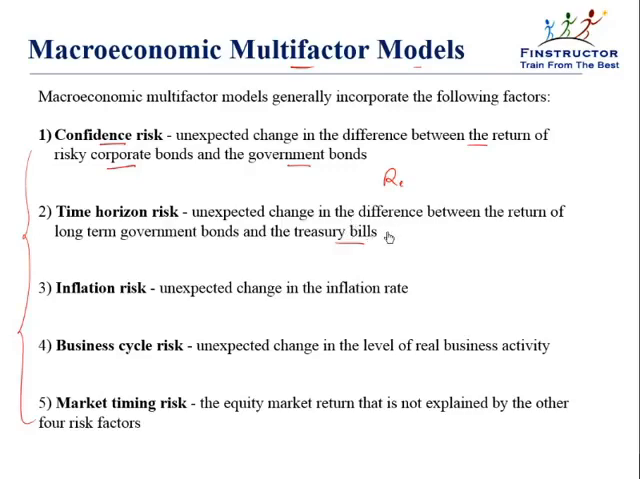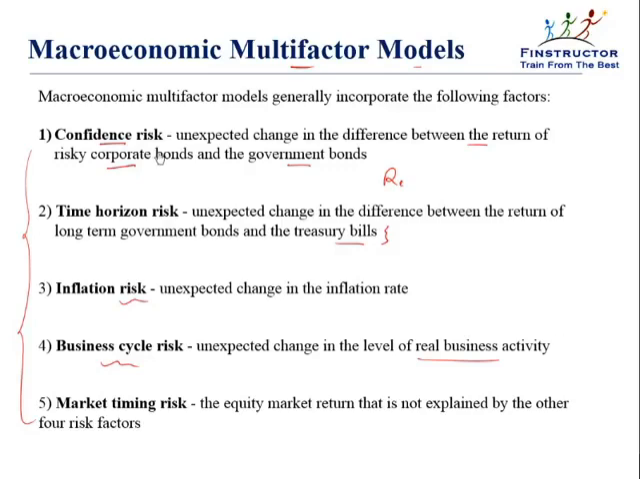So my returns can vary as the confidence in the economy changes, as the confidence or the outlook or rates at different time horizons change, as inflation changes unexpectedly. So if inflation is unexpected and my company is not able to pass it on, then again the value of equity will reduce because the discount rate will go up because of higher inflation and my earnings may not. There is business cycle risk, that is unexpected change in the level of real business activity. Could be for any reason, bad government policies or low demand or some natural disaster.